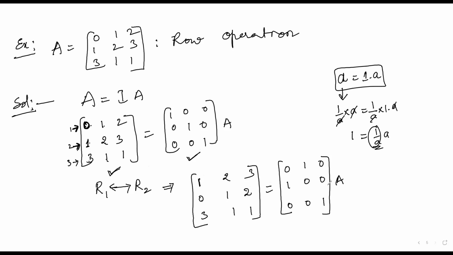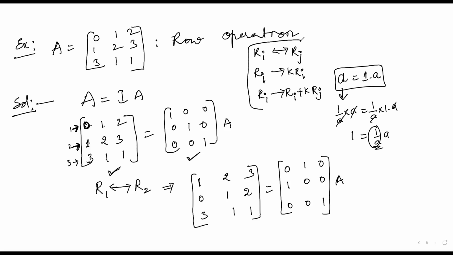You understood? So what are the operations? Again, row operations. Ri, Rj: 2 rows can be interchanged, any row can be multiplied with a constant, and any row you can transform as Ri plus k Rj. These are the 3 operations. So interchange is required here. Very simple. How do you make this 0, 1? Interchange. Here already 1 is there. So interchange is a very simple process.